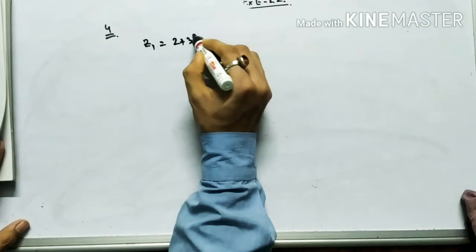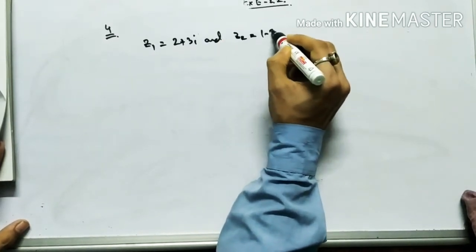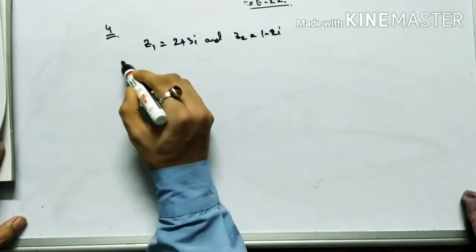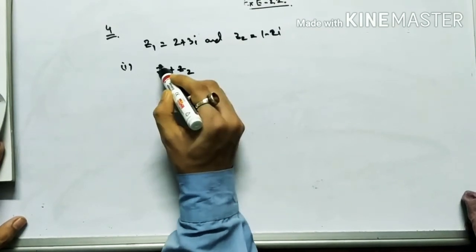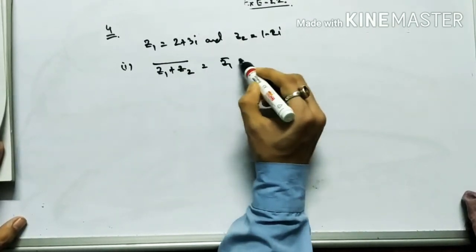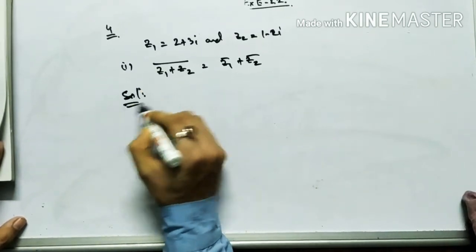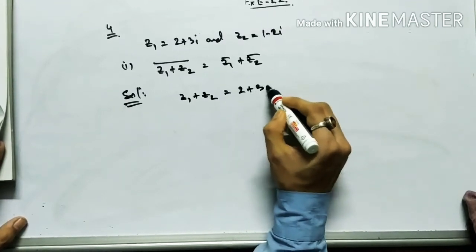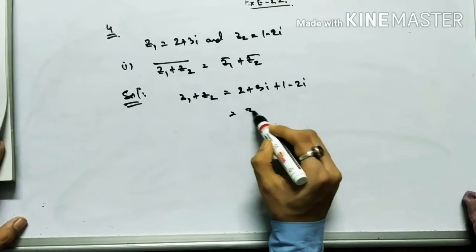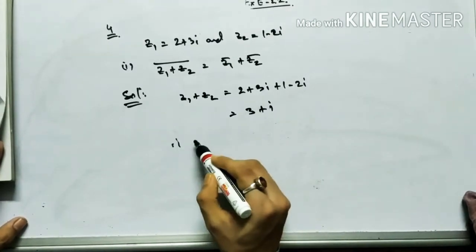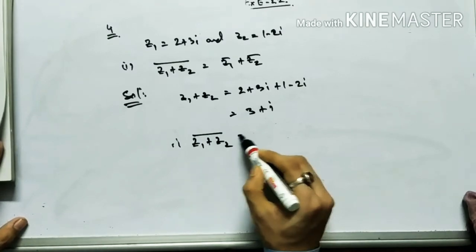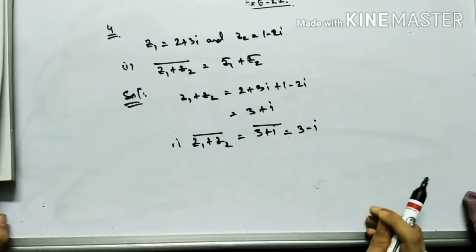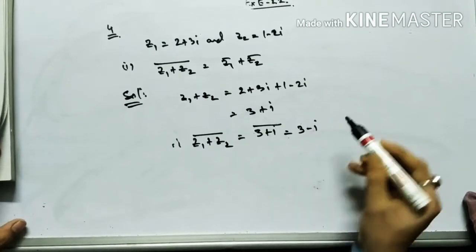Now z1 is equal to 2 plus 3i and z2 is equal to 1 minus 2i. I have to verify the following: that (z1 plus z2) bar is equal to z1 bar plus z2 bar. Now you see, first of all I will find z1 plus z2. This will be 2 plus 3i plus 1 minus 2i, which gives 3 plus i. So therefore (z1 plus z2) bar will be (3 plus i) bar, which gives me 3 minus i.